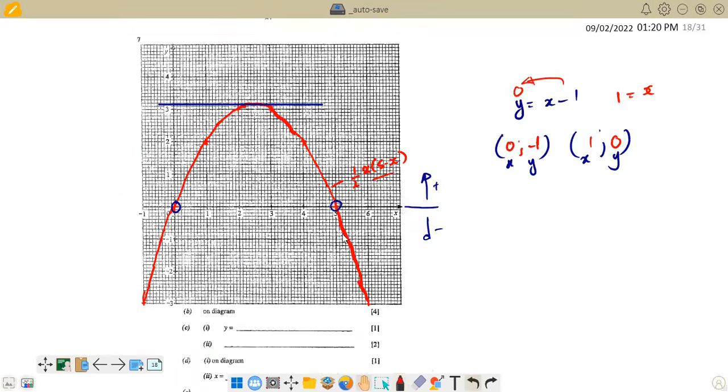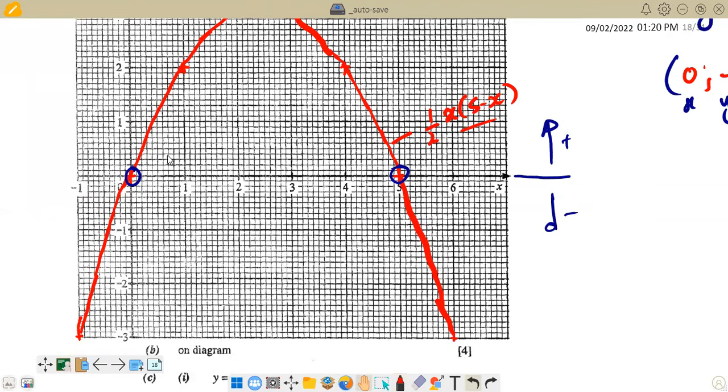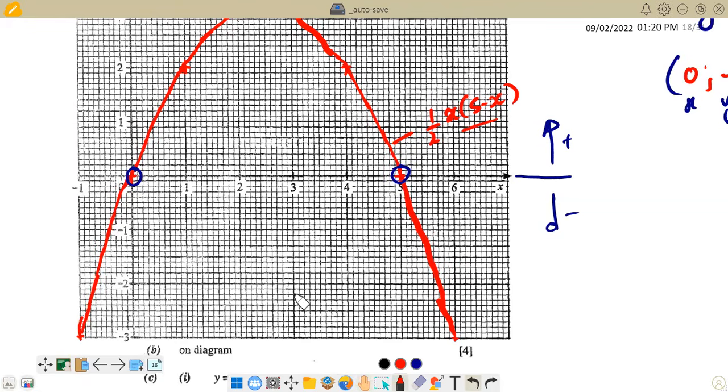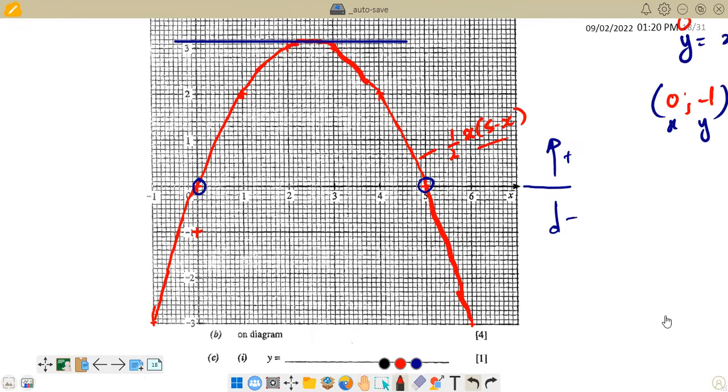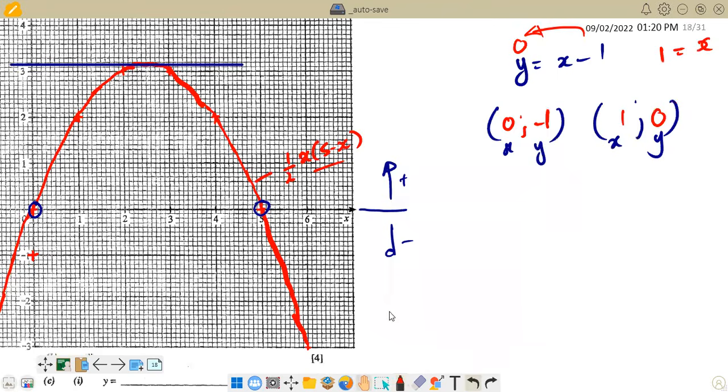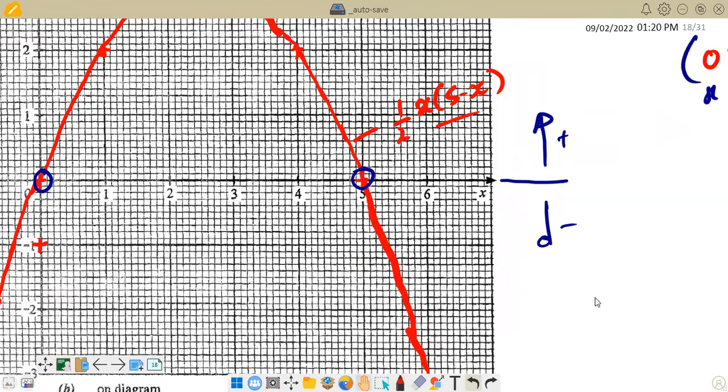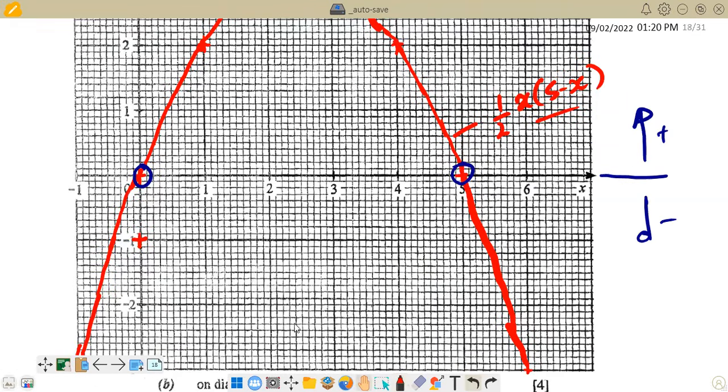Okay, so we need the point 0, -1 here. That's 0, -1 at this point. So you mark up your point 0, -1. That's this point. And the other point was 1, 0 here. This is 1, 0. So we're going to take this point at 1, 0, which means x is 1 and y is 0. That is 1, 0 at this point. Okay, that's your 1, 0 here.